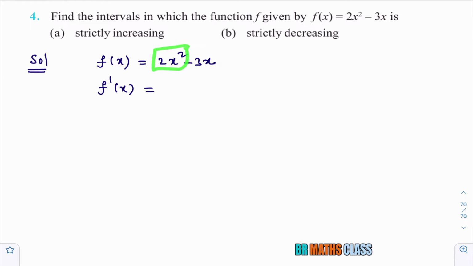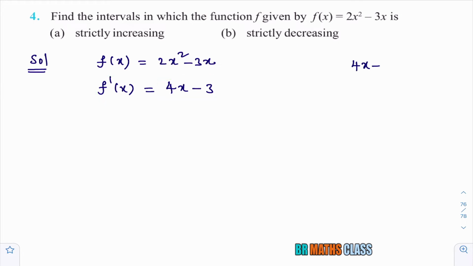Derivative of 2 into x square. Derivative of x square is 2x. So 2 into 2x is 4x minus derivative of 3x is 3. Now this is f dash of x. I want to find for what values of x this f dash of x is greater than 0, and for what values of x this f dash of x is less than 0. To find those values, we use the wavy curve method.